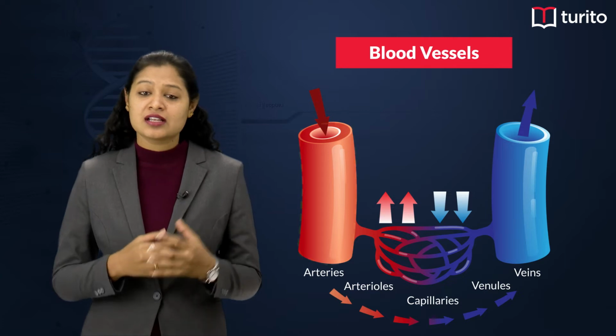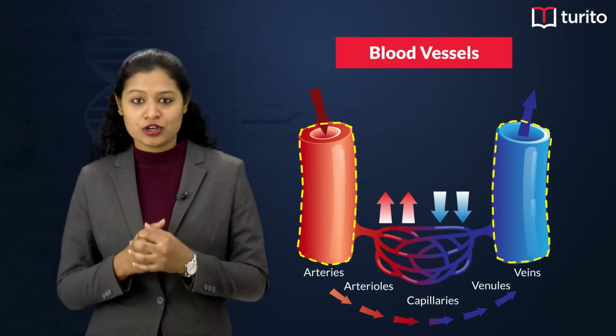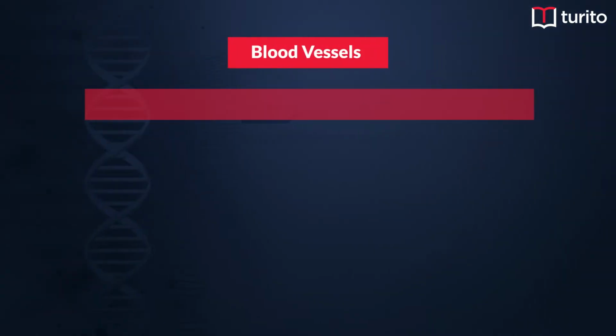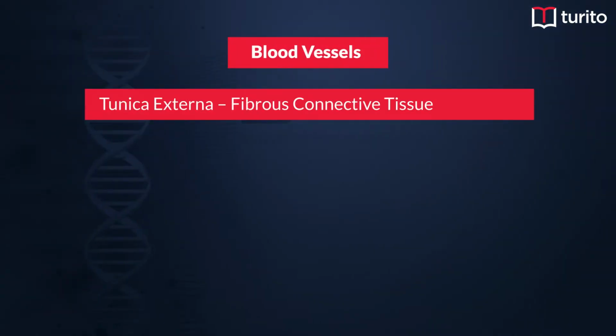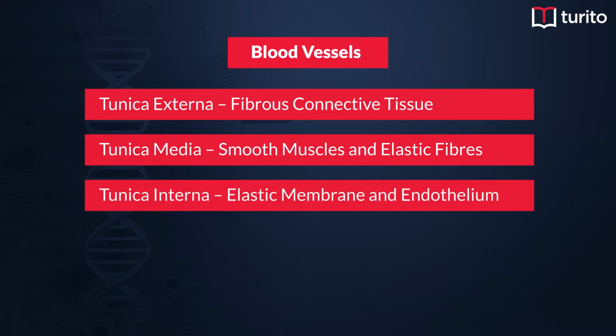Now blood vessels like arteries and veins are majorly made of three coats or tunics. The outermost is tunica externa, which is made of fibrous connective tissue. Then we have tunica media with elastic fibers and smooth muscles present. Then we have tunica interna with an elastic membrane and endothelium. These three layers make up blood vessels like arteries and veins, whereas capillaries are made of simple squamous epithelium and they are very thin structures.